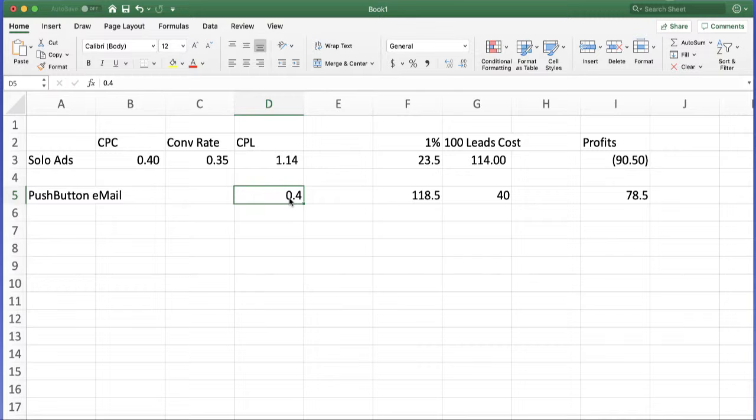Now, if you go over to the right, you can see here, if your lead cost is 40 cents with us, for 100 leads it's 40 bucks. 100 leads for solo ads, $114. It takes 100 leads to get an order. You're getting $23.50. In our case, it's $118.50 because these are predisposed to buy the upsell. And when you take a look at the total profits, you can actually break even on your list building efforts or make a good profit of $78 per 100. So that's the value of our lead generation system.